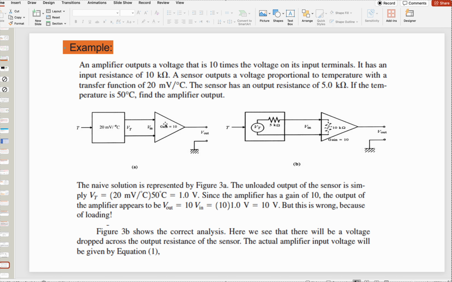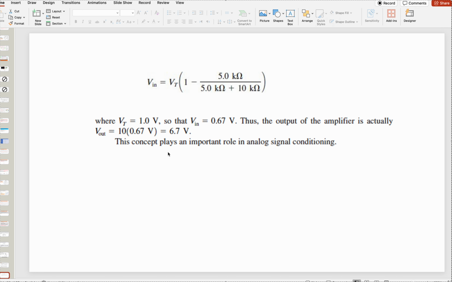But because we have a load, things are going to be different, and we need to consider the Thevenin part, in which I'm adding the R load. Adding the R load will give me a different voltage in. So instead of having a voltage of 1, which I assumed, now it becomes 0.67, because it is actually divided because of that load. And that's why we have 6.7 volts.